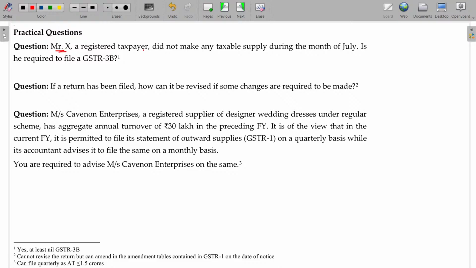Mr. X, a registered taxpayer, did not make any taxable supply during the month of July. Is he required to file GSTR 3B? Yes, at least he has to file a nil return. Nil return is mandatory, by SMS. He cannot be without any return filing.